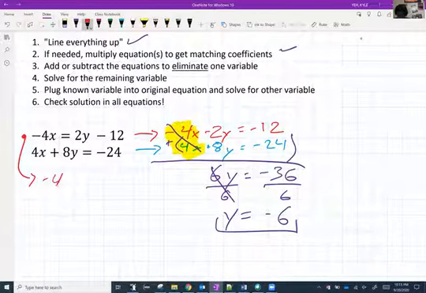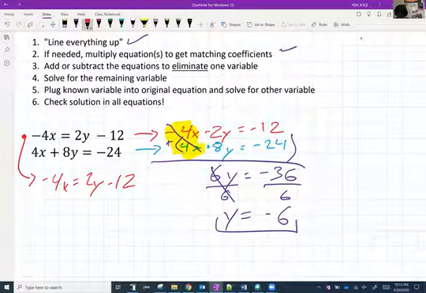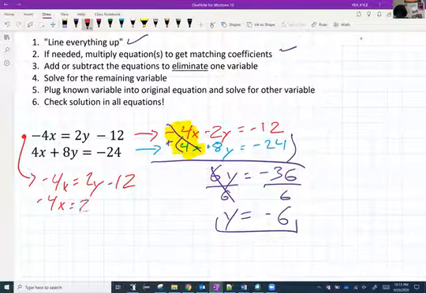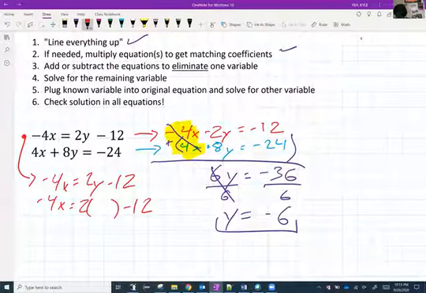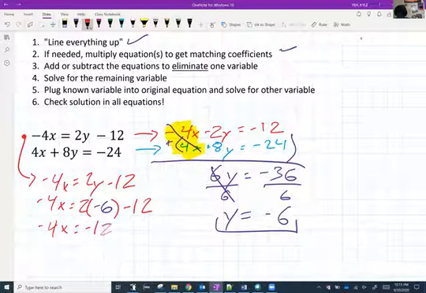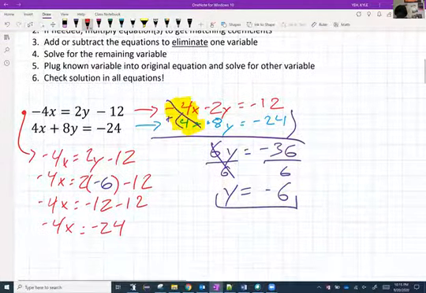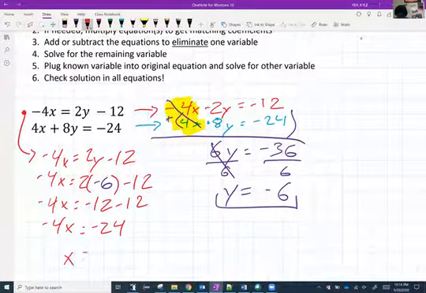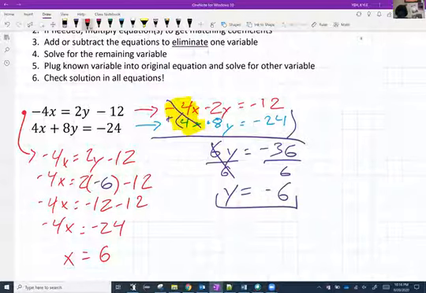But I know that negative 4x is equal to 2y minus 12. So negative 4x equals 2 times, if we accept that y is negative 6, minus 12. Well, let's see what this gets us. Negative 4x equals negative 12 minus 12. Negative 4x equals negative 24, which means divide both sides by negative 4. X looks like it equals positive 6.